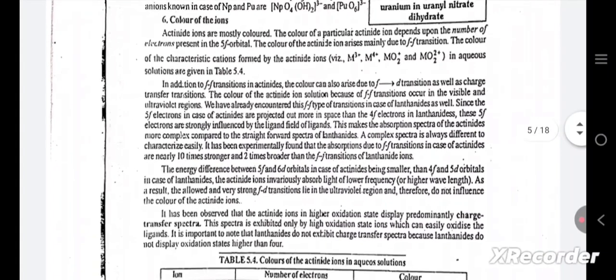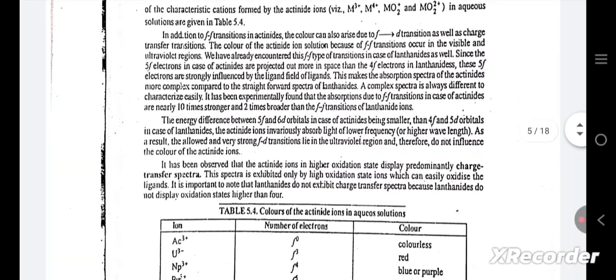Color of the ions. Actinide ions are mostly colored. The color of a particular actinide ion depends upon the number of electrons present in the 5f orbital. The color of the actinide ion arises mainly due to f-f transitions. The colors of the characteristic cations formed by the actinide ions in aqueous solution are given in table 5.4.